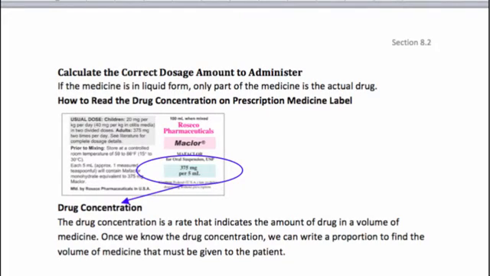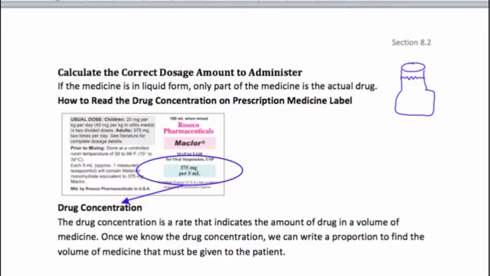Once we've determined the drug is safe, now we have to figure out how much of the medicine to administer to get the correct amount of drug. If the medicine is in liquid form, only part of the medicine is actual drug. You're going to have to bear with me in my art here, but if we add a medicine bottle here, say there's our medicine bottle, and this is liquid, so we'll draw a little liquid at the top.